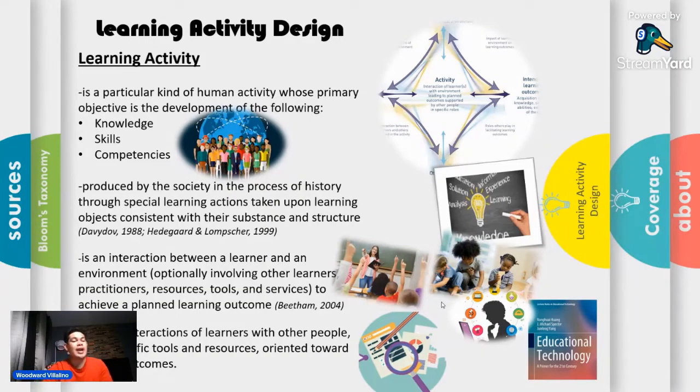Learning activity is also an interaction between a learner and an environment, according to Beetham in 2004. The environment would optionally involve other learners as well. It could be the practitioners, the resources, the tools, and the services. In this interaction between a learner and environment, it will be able to achieve a planned learning outcome. That is the most important thing. Learning without an outcome is nothing. So it's very important that we identify and achieve a planned learning outcome.